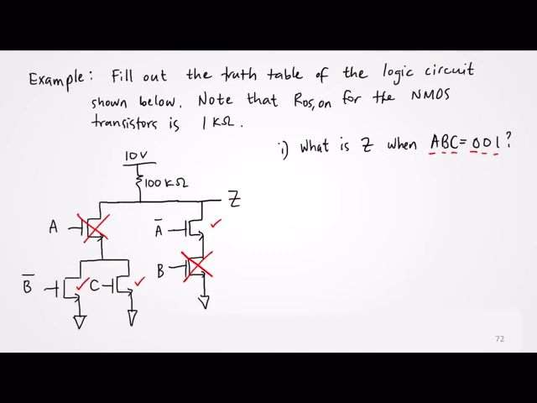So Z here would be pulled up to 10 volts. Okay? Because our current here is 0, current here is 0 because they are disconnected. So that means the current here would also be 0, so Z would be equal to 10 volts. Okay?